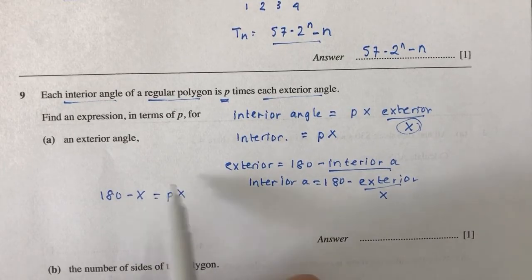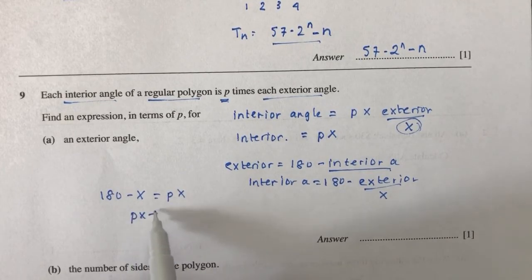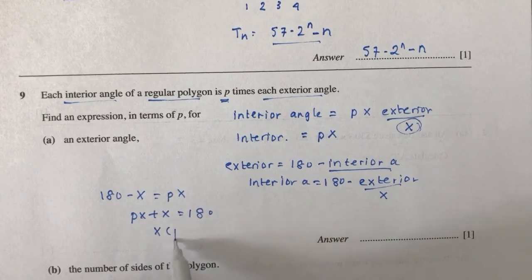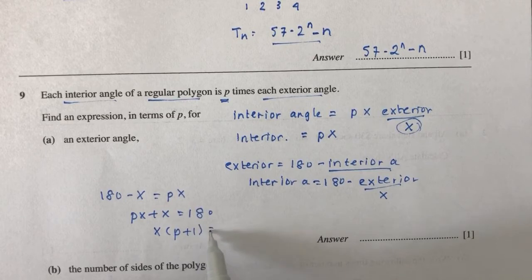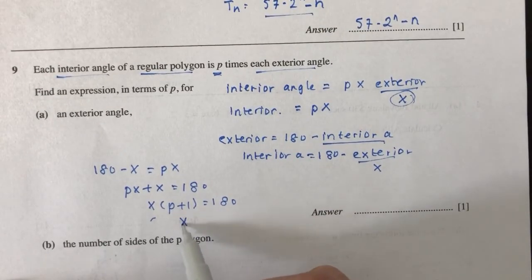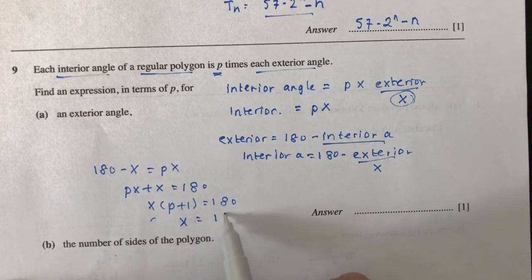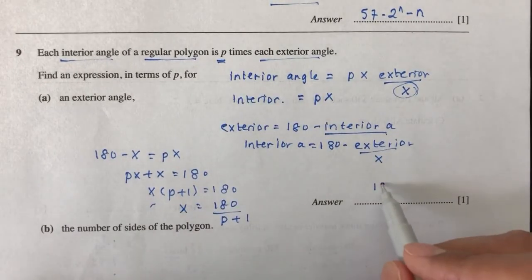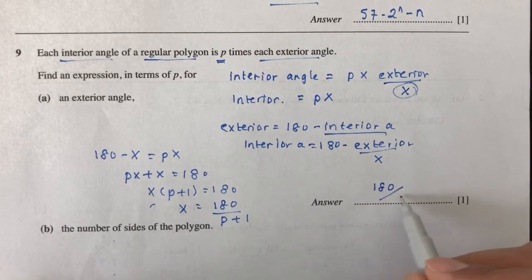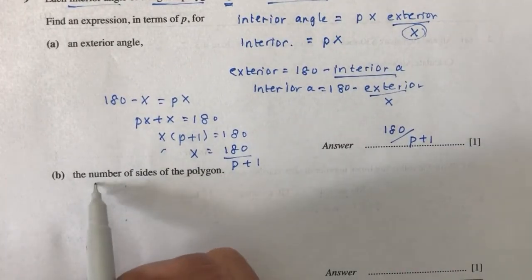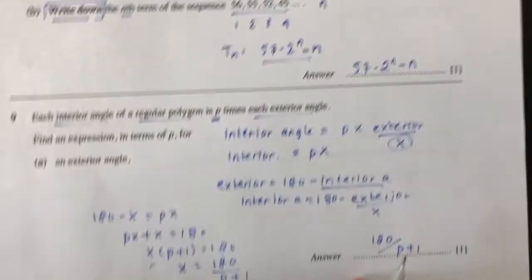So if we bring x on this side, we have px plus x equal to 180. So factorize x, we have x times p plus 1 equal to 180. So x, which is the exterior angle, equal to 180 divided by p plus 1. So your answer for part A will be 180 divided by p plus 1.